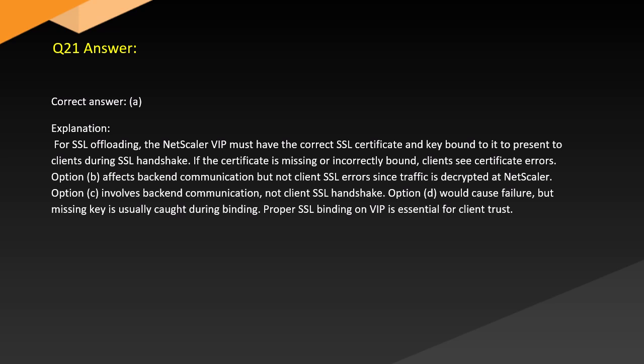Option B affects backend communication but not client SSL errors, since traffic is decrypted at NetScaler. Option C involves backend communication, not the client SSL handshake. Option D would cause failure, but a missing key is usually caught during binding. Proper SSL binding on the VIP is essential for client trust.